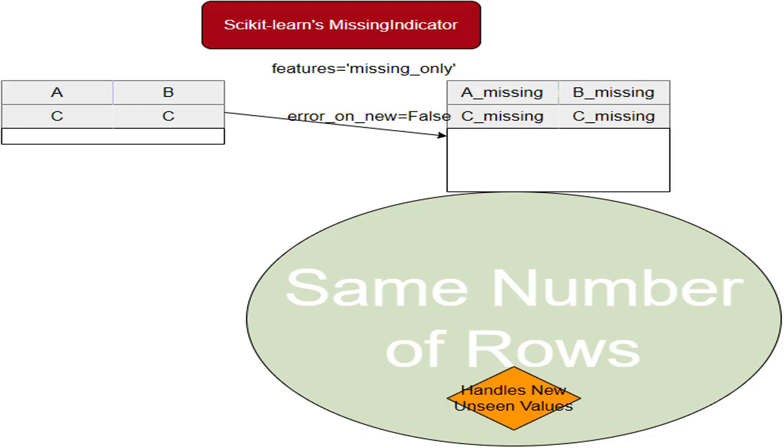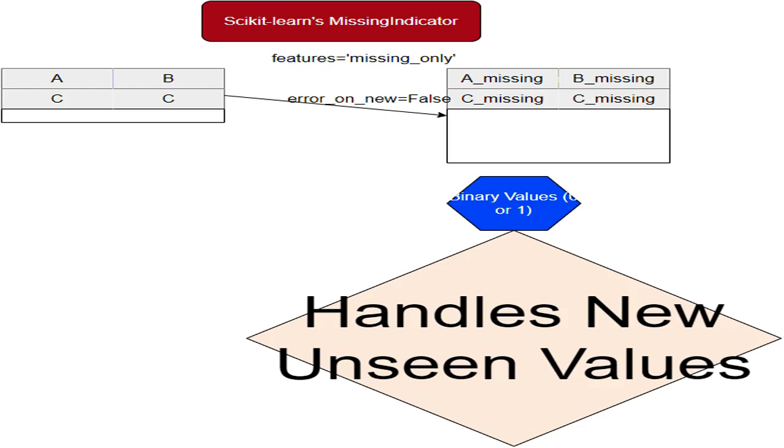I set this parameter to tell Sklearn to only create new columns for features with missing values. Because I assume each of my columns, A, B, C, has at least one missing value, MissingIndicator will create a new indicator column for each. I set this parameter to false. That means if MissingIndicator encounters new, unseen data during prediction, it won't throw an error. It'll handle those situations smoothly.